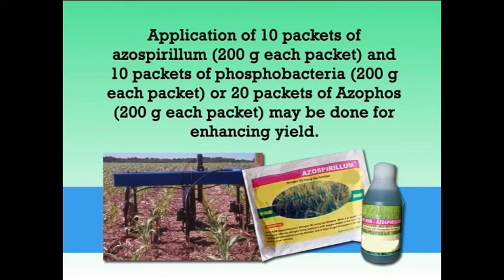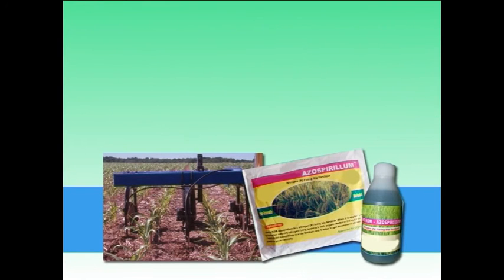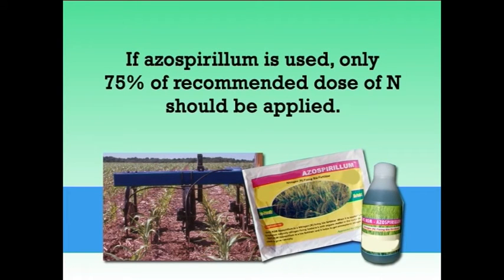Application of 10 packets of azospirillum, that is 200 gram in each packet, and 10 packets of phosphobacteria, also 200 gram in each packet, or 20 packets of azophos, also 200 gram in each packet, may be done for enhancing yield. If azospirillum is used, only 75% of the recommended dose of nitrogen should be applied.